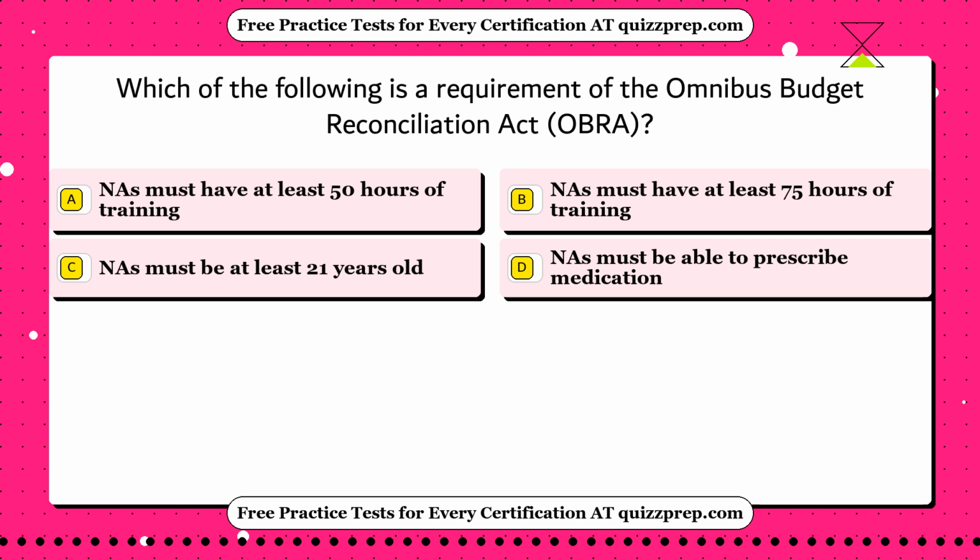Question 81. Which of the following is a requirement of the Omnibus Budget Reconciliation Act, OBRA? Option A, NAs must have at least 50 hours of training. Option B, NAs must have at least 75 hours of training. Option C, NAs must be at least 21 years old. Option D, NAs must be able to prescribe medication.